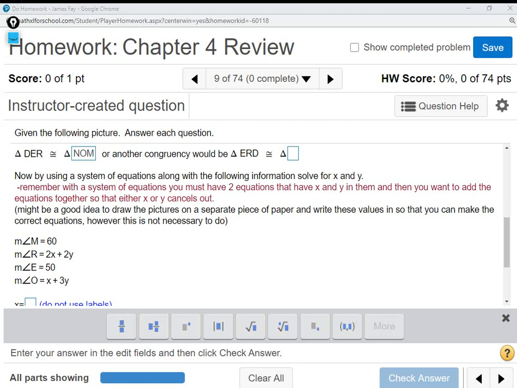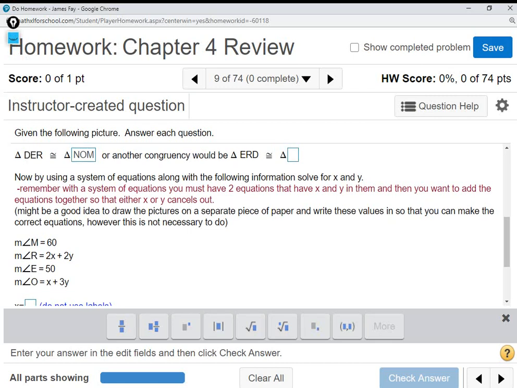So now the next part is basically just trying to get us to realize that they could have named this first triangle DER. They could have named it anything else. They could have named it ERD. They could have named it RED. They could have gone DER, ERD, EDR. There's a lot of different ways, right?